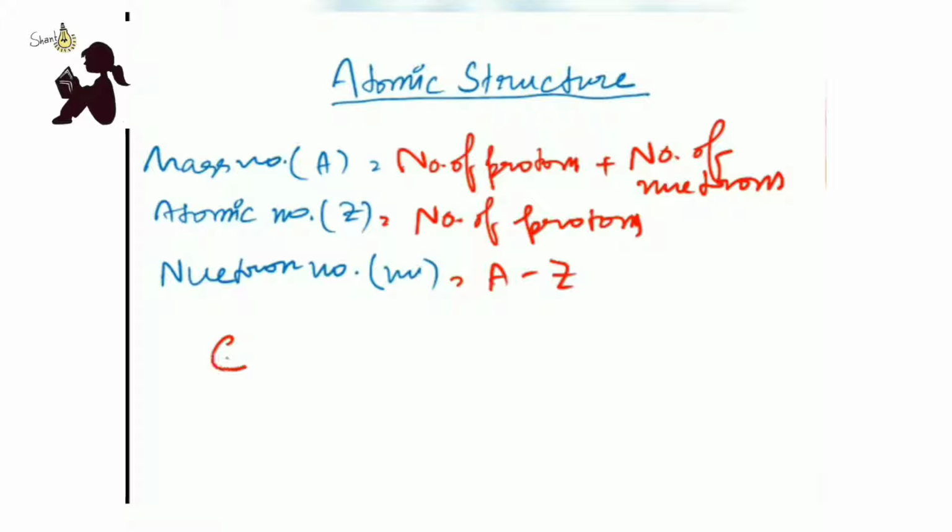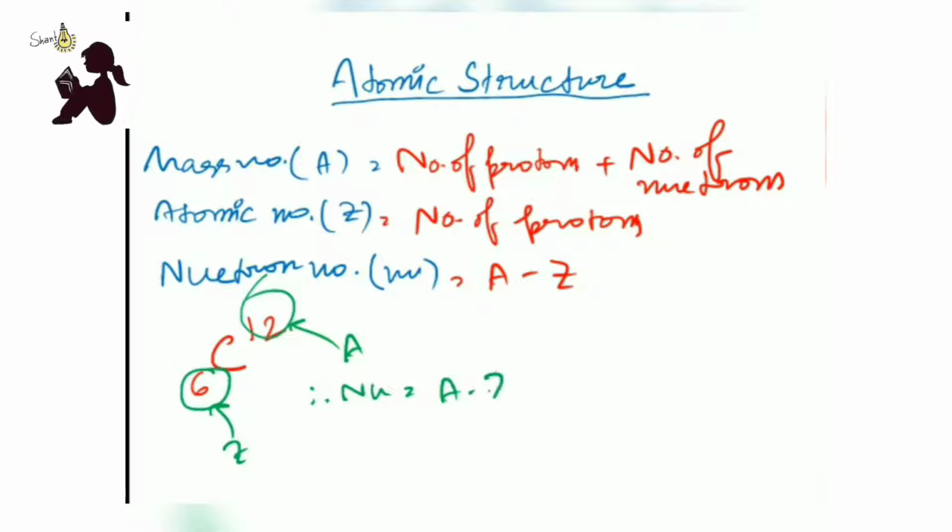So let us see an example here. Let us assume this. It's an isotope of carbon. So what is this? It is our Z or atomic number. And here 12 is our mass number. So what will be the neutron number? That is A minus Z. That means 12 minus 6 equal to 6. That's how we conclude the neutron number.